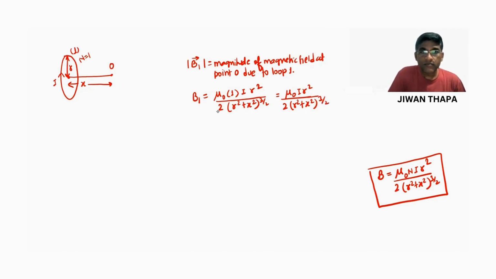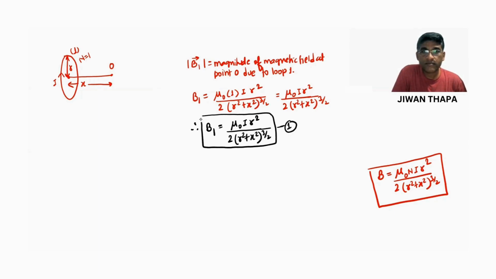Or let me write in this way, okay. Therefore, B1 equals mu naught I R square by 2 (R square plus X square) whole power 3 by 2. This is equation 1. So we have this.